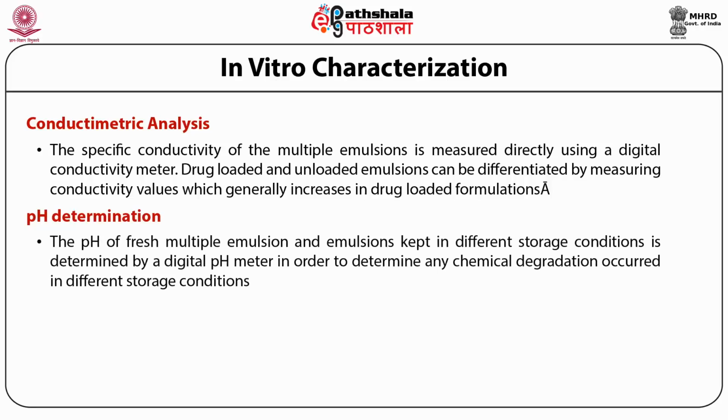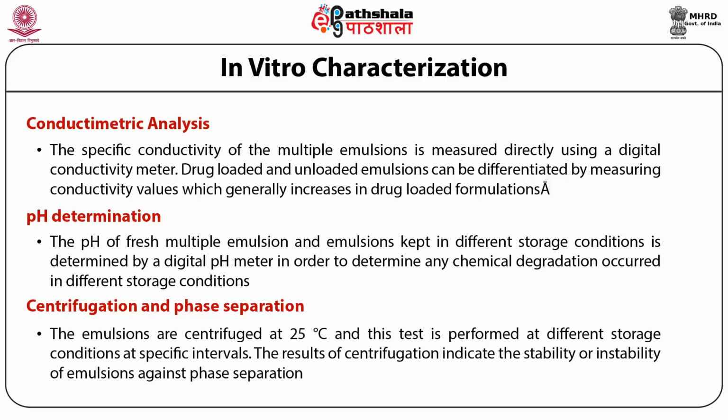The pH of fresh multiple emulsion and emulsions kept in different storage conditions is determined by digital pH meter in order to determine any chemical degradation occurred in different storage condition. Next, centrifugation and phase separation.